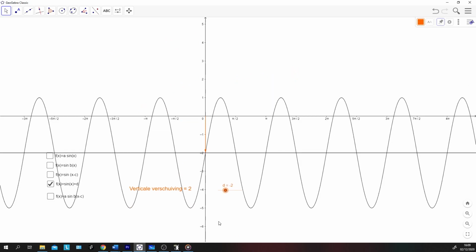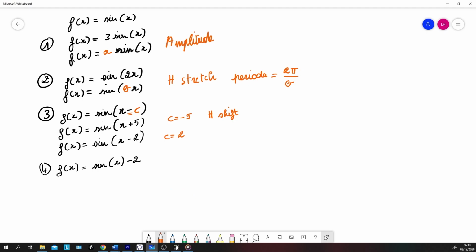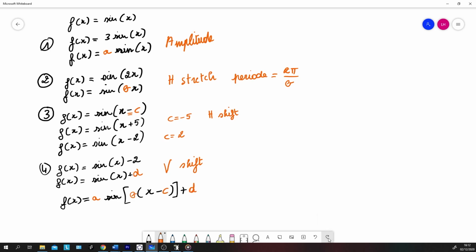In general, we can add d to the sine. This gives us f(x) = sin x + d, with d as a parameter for vertical shift. If we combine all these parameters into one function, we get the general sine function: f(x) = a sin(b(x - c)) + d.